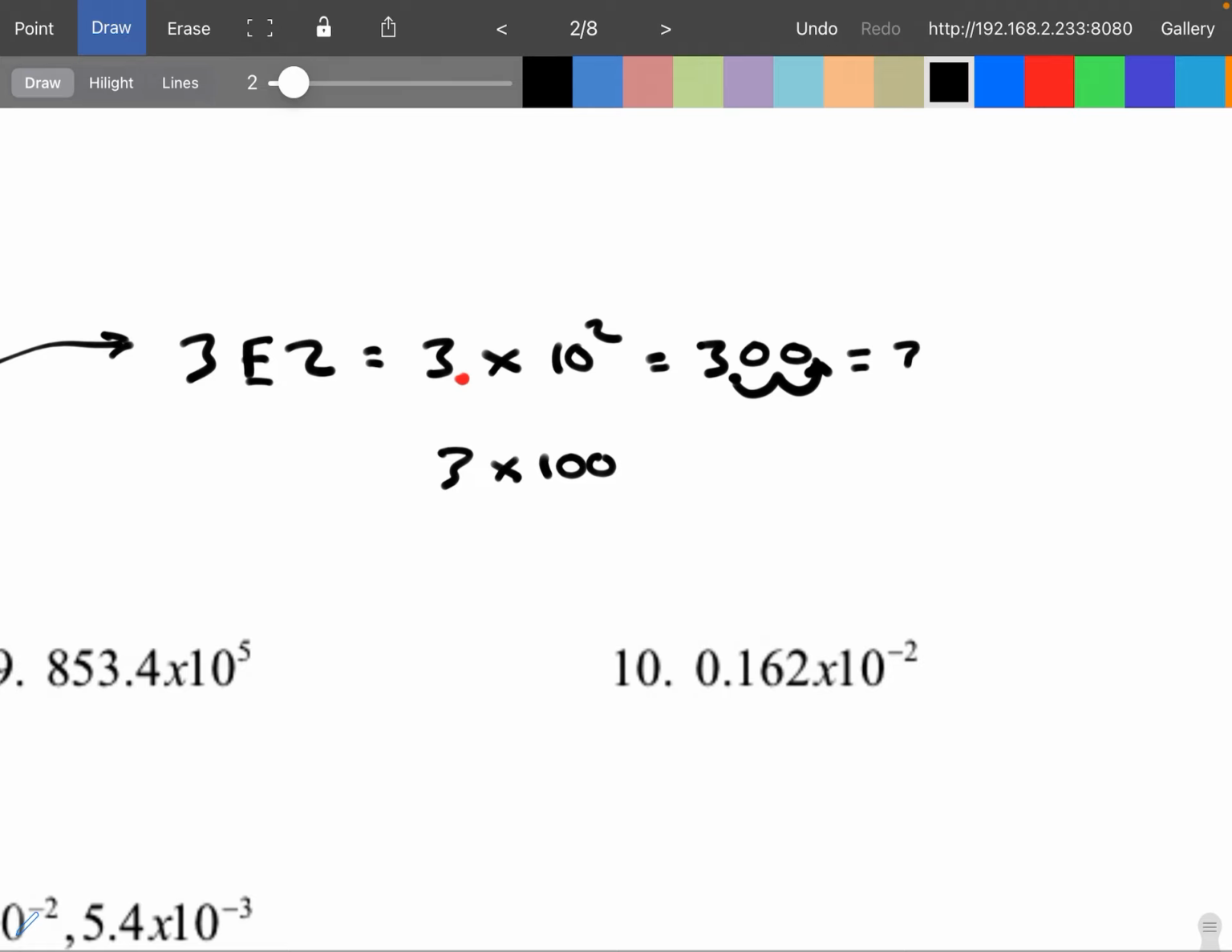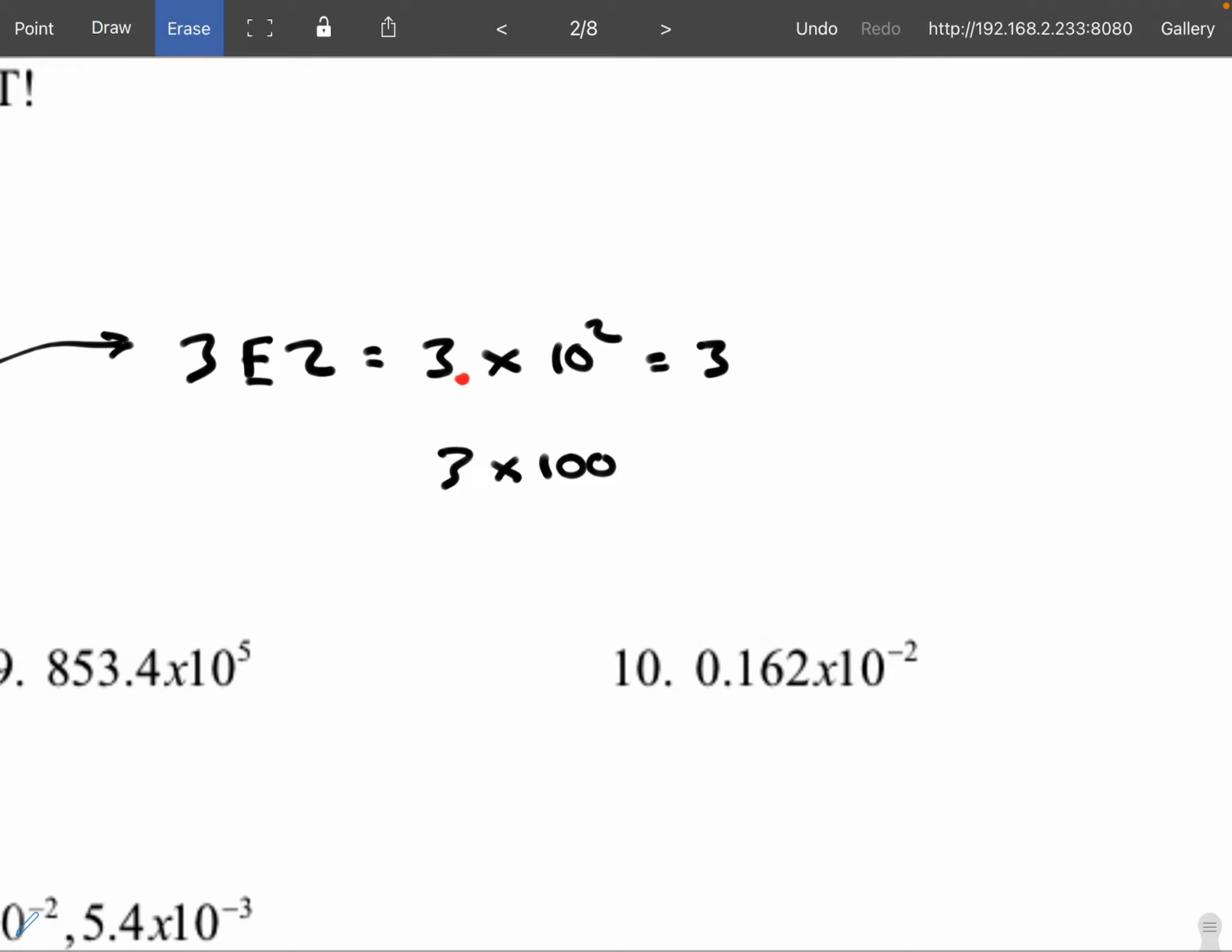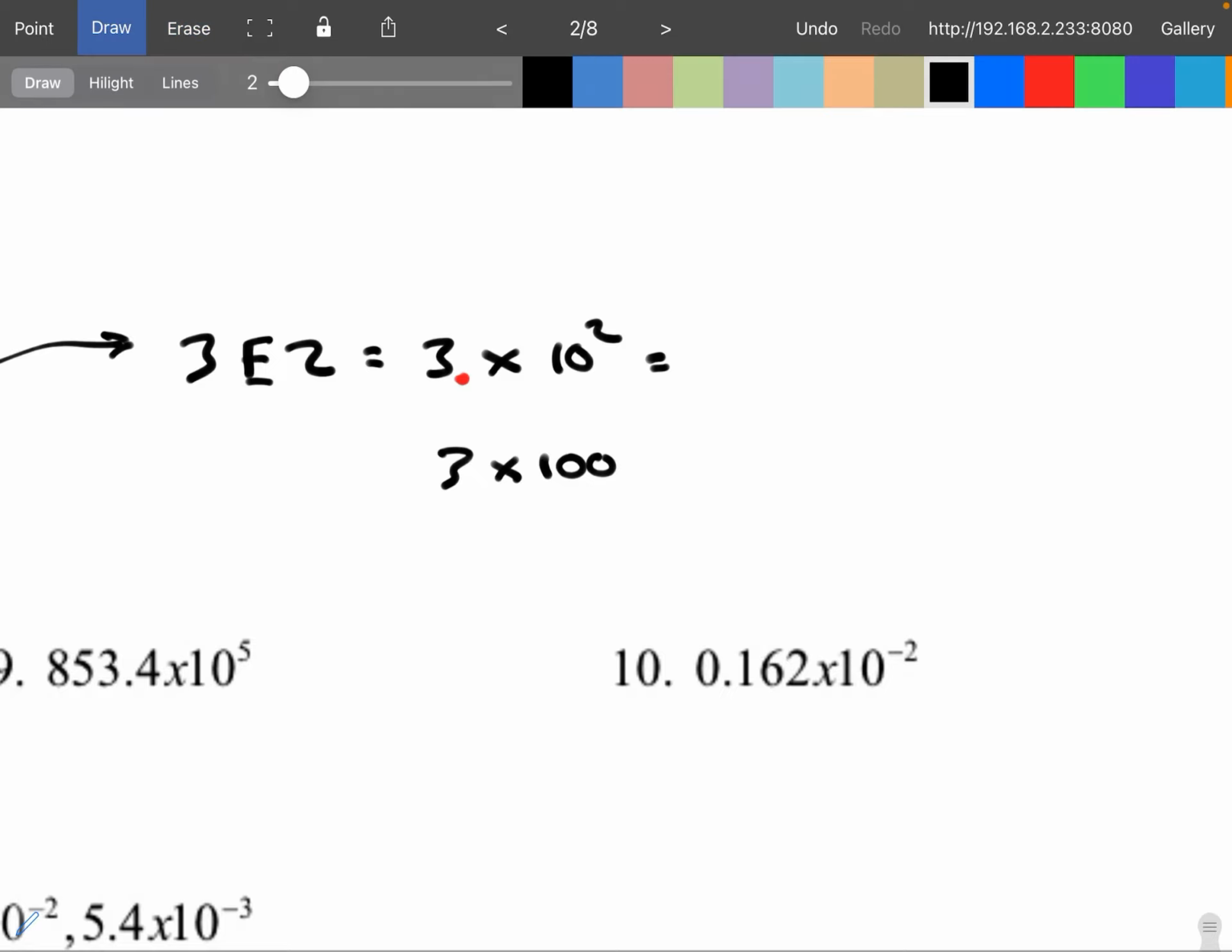I suppose I could have left it here. Let me draw it like this. Let's leave this part as 3. And then you're moving the decimal from here, you're moving it 2 places to the right. So that's going to equal 300. Okay?